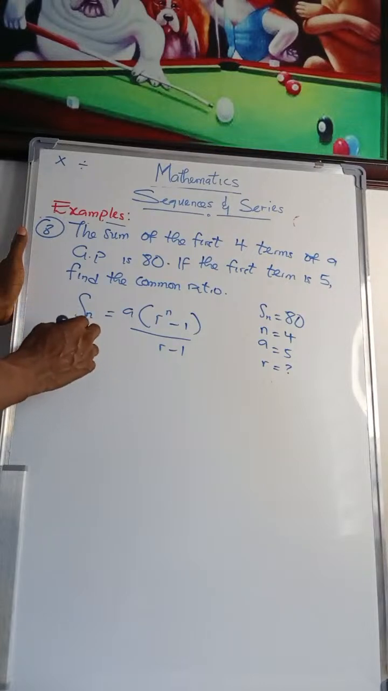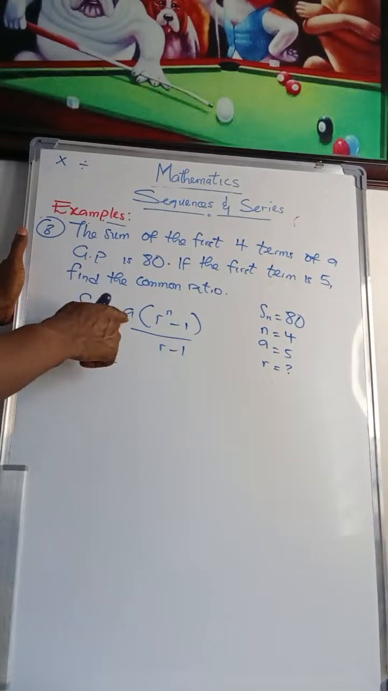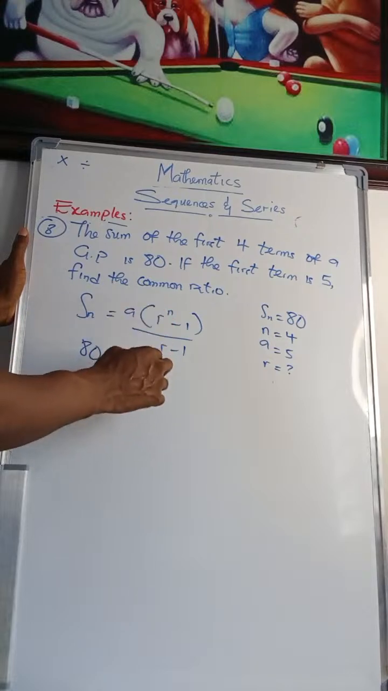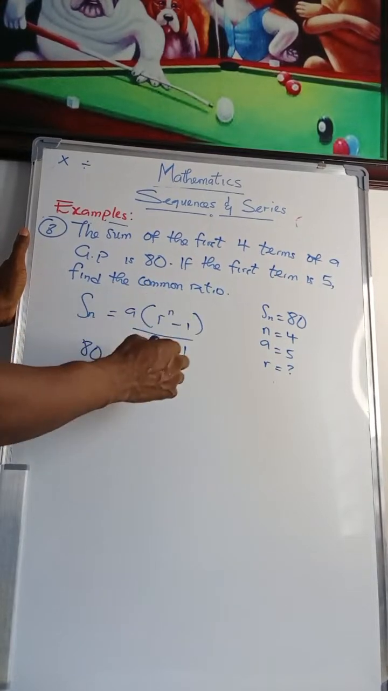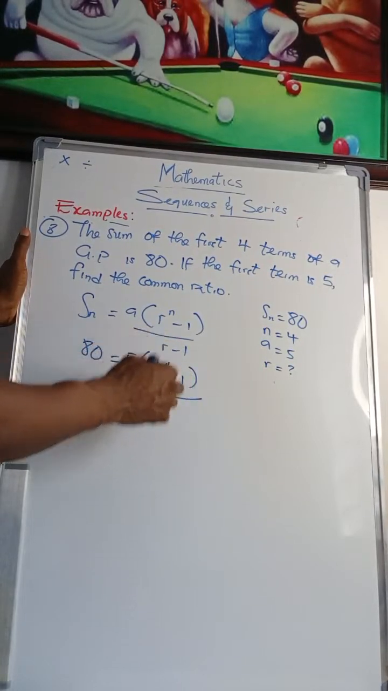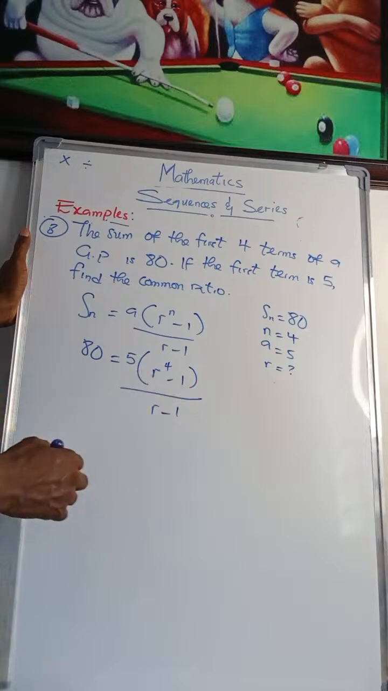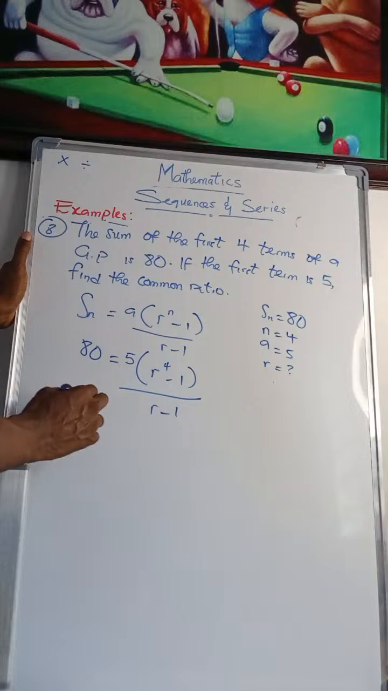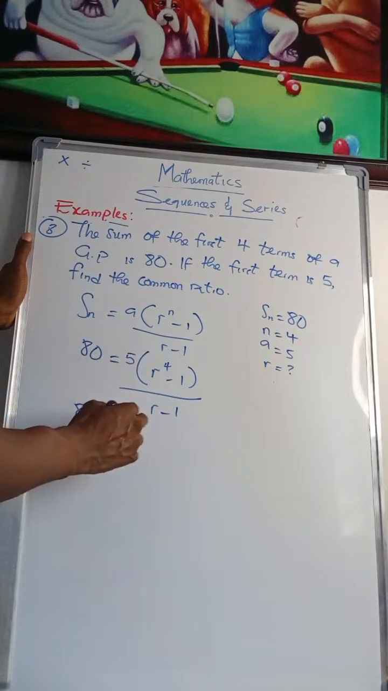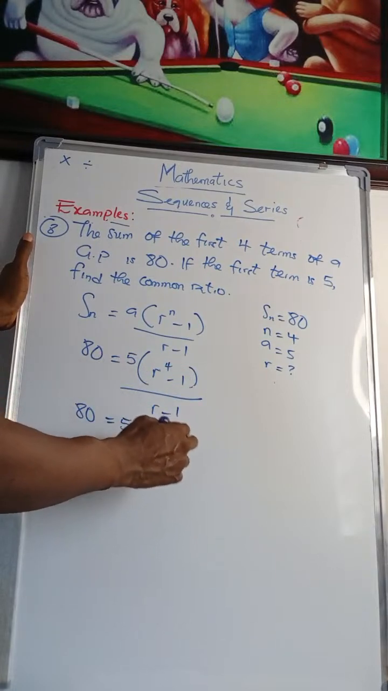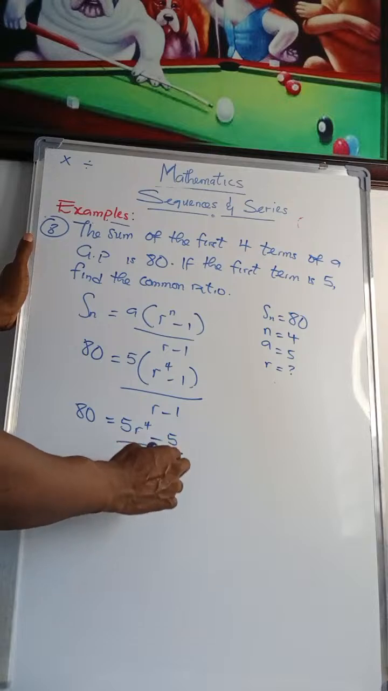So we are going to write 80 here equals to our A first term, which is 5. We write 5 here. We don't know what the R is. Our n is given to be 4. So we have R raised to 4 minus 1 over R minus 1. Okay, so we open this bracket. We have 80 equals to 5 R raised to 4 minus 5 times minus 1 over R minus 1.